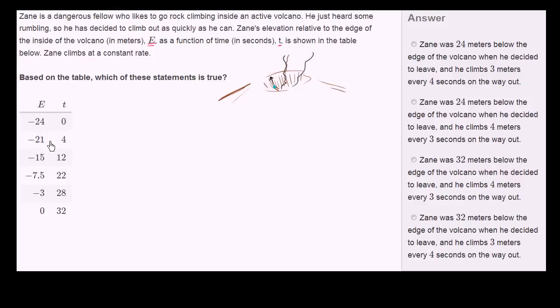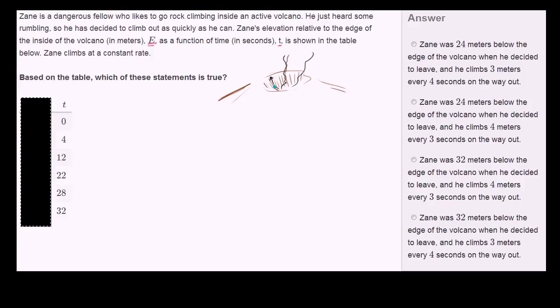And this table is done in a kind of non-traditional way. Normally, we would have the input into the function on the left-hand side, and then the function of it on the right-hand side. I like looking at things that way, so I'm going to make it like that. Let me copy and paste this so I can put it on the other side. So now I can think of it a little bit clearer. At time 0, he's going to be at negative 24 meters. At time 4 seconds, he's going to be at negative 21 meters. So this makes it a little bit clearer, at least in my head.